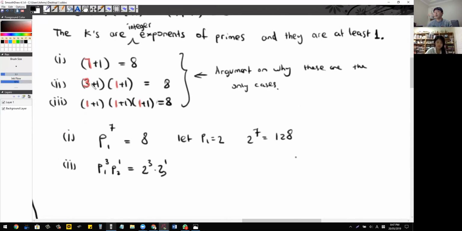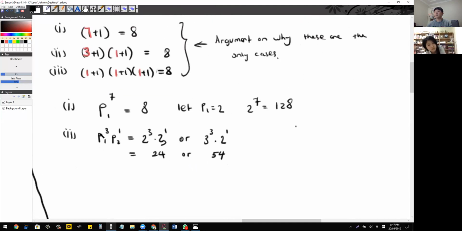So anyway, if you got 3 there, 1 there, you have two possibilities, right? This or 3 to the power of 3. But you pick the 2 smallest different primes. So you get 2 cubed times 3, which is 8 times 3, which is 24. Or 27 times 2, which is 54. So that's case number 2.